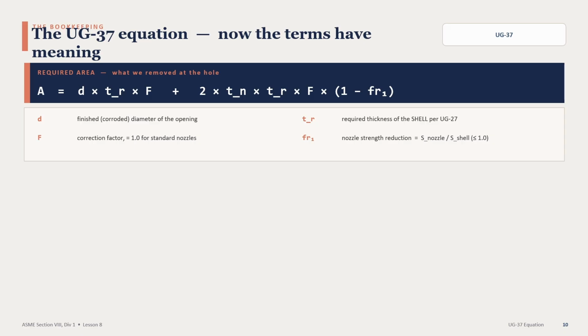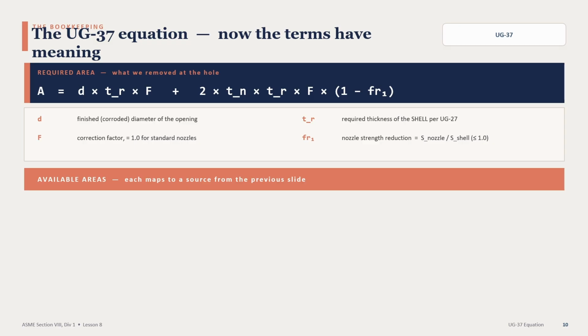The second term, with the 2 times T sub n and the 1 minus FR1, accounts for a subtlety. If the nozzle material is weaker than the shell material, we need more required area to compensate. If they are the same material, FR1 is 1, and that second term vanishes entirely. In our example today, same material, so we can drop it.